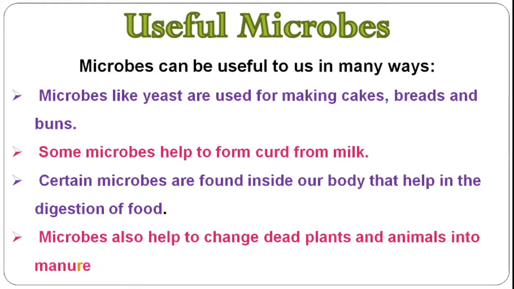Microbes also help to change dead plants and animals into manure by rotting them. As I told you, manure is very good as it helps in proper growth and development of plants. So, these little microbes help to change dead plants and animals into manure. Isn't it amazing how they help us in various ways?